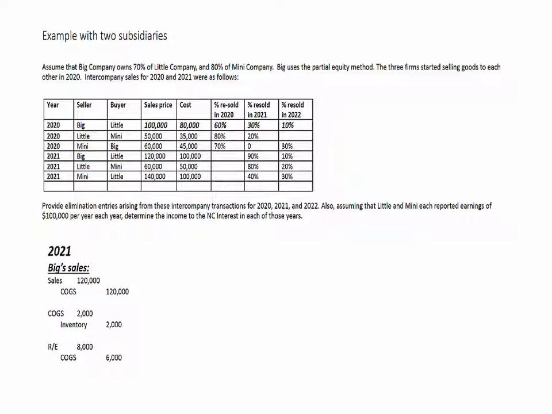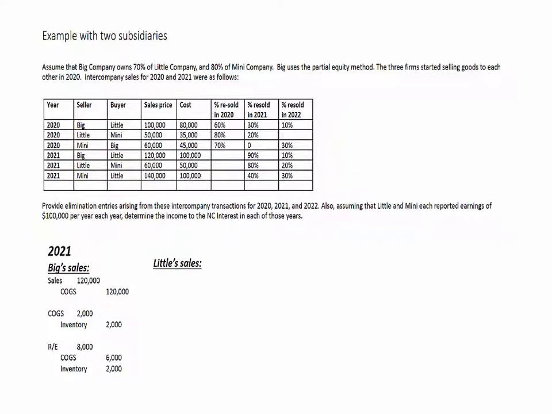We're going to credit cost of goods sold for $6,000 to realize that. The other $2,000 is still unrealized. So the purchasing company, Little, still has some merchandise on their balance sheet from 2020, which is carried at a $2,000 markup. So we're going to reduce that down to its correct historical cost. Okay, 2022, Little's sales. Again, eliminating sales and cost of goods sold in the amount of the intercompany sales revenue.